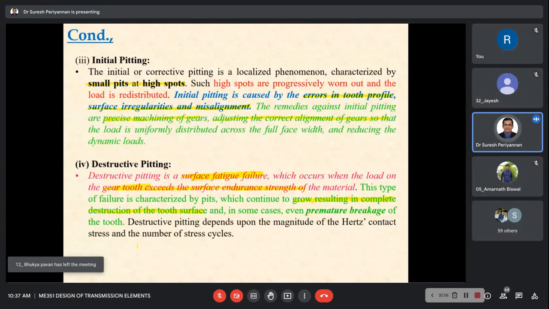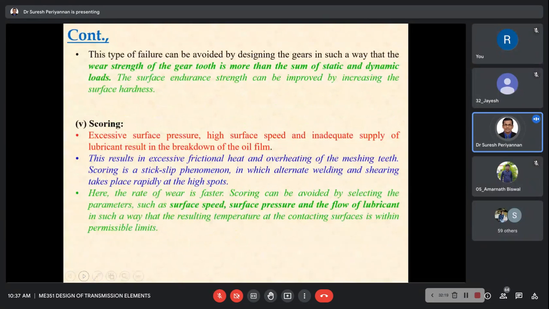Destructive pitting depends on the number of stress cycles. Please go through this. You may expect one or two questions from this objective.